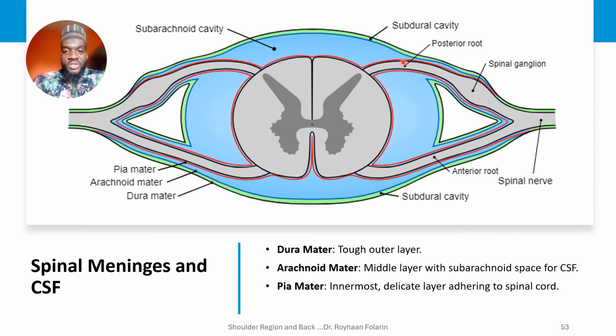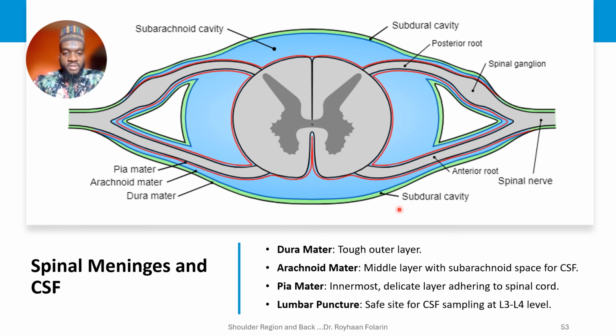So we mentioned already the posterior roots as the dorsal roots, the ventral roots as the anterior roots. The spinal nerve is formed after these two unite. Here is the subarachnoid cavity. So you have the dura mater on the exterior, you have the arachnoid mater in the middle, and then you have the pia right deep.